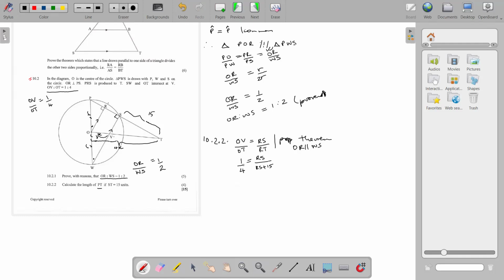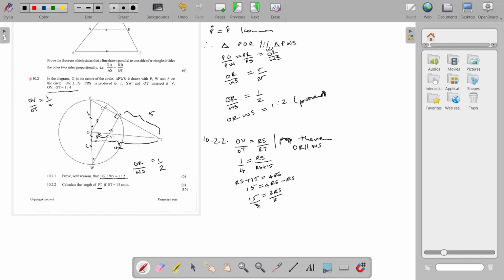Then from here we have an equation, cross multiply. So you end up having 1 multiplied by that, we get RS plus 15 is equal to 4 times RS. Then take RS to that side, so your 15 is equal to 4 RS minus RS. So 15 is equal to 3 RS, divide both sides by 3.